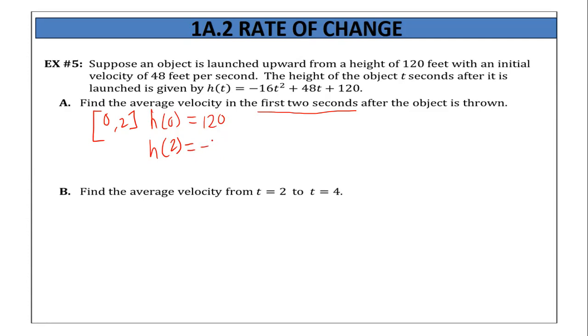H of 2, I'm going to plug in negative 16 times 2 squared plus 48 times 2 plus 120. So that's 4 times 16, negative 64, plus 96 plus 120. Combined, we get 152.